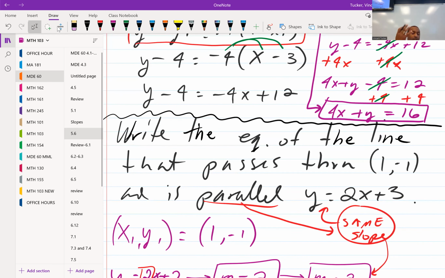All right. So last class, we talked about parallel lines and perpendicular lines and their relationships with their slopes and everything like that. So we're taking that and going to the next step. It says write the equation of the line that passes through (1, -1) and is parallel to y equal to 2x plus 3. So the line we want to create runs through the point (1, -1), but is also parallel to the equation y equal to 2x plus 3.